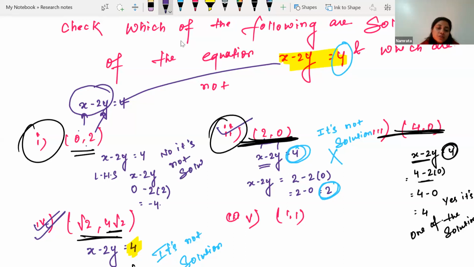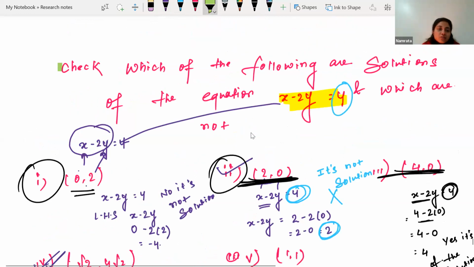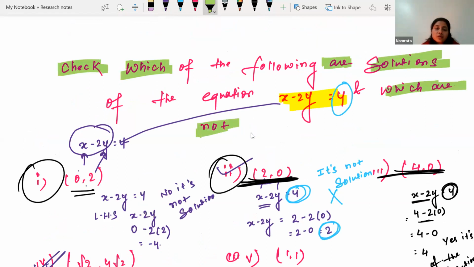it's not the solution. You can read the instruction given in the question again carefully. It's written in the question itself: check which are solutions, which points are solutions, which points are not solutions. So the first point is not a solution.